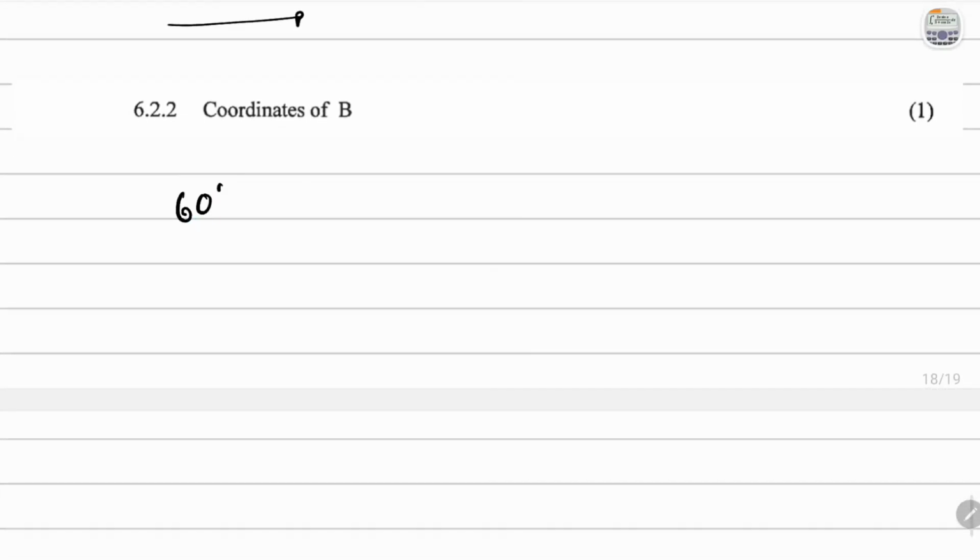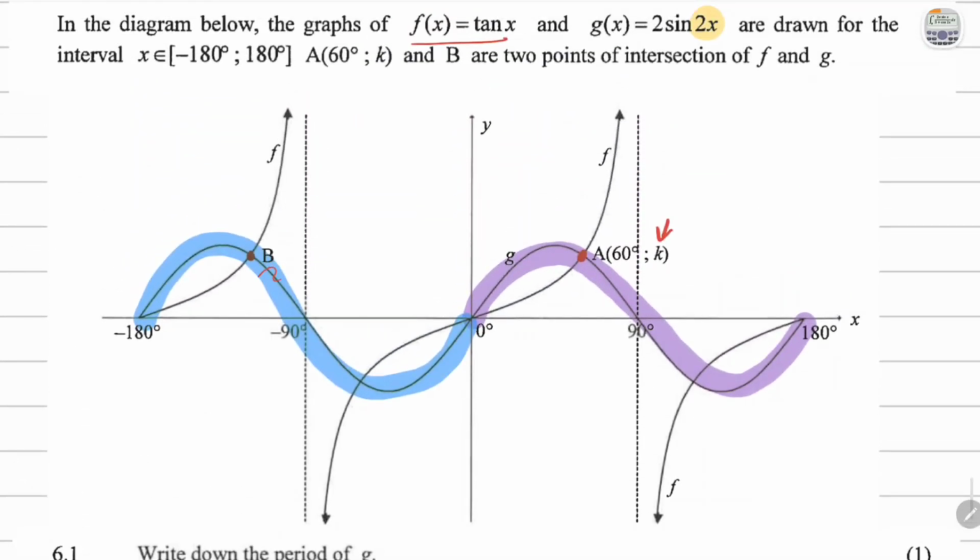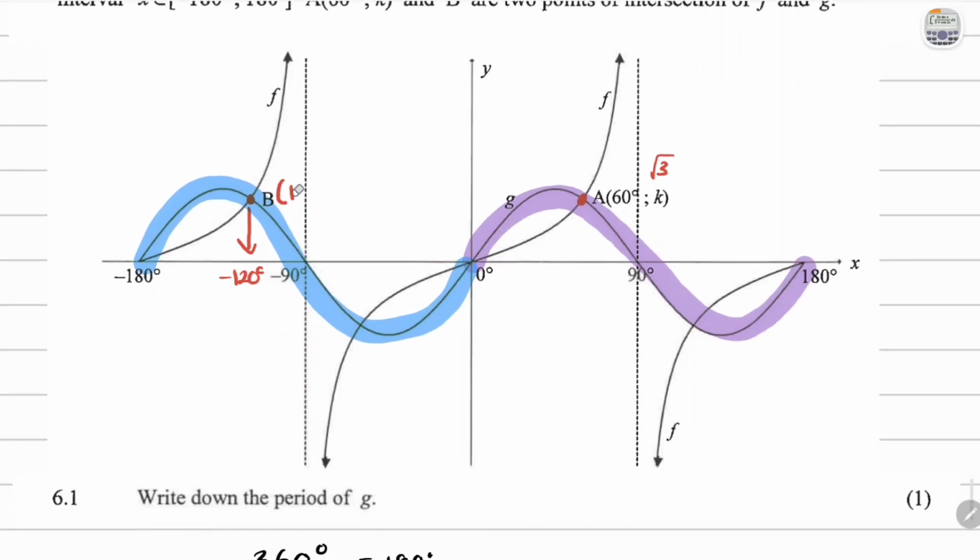What is 60 degrees minus 180 degrees? That is negative 120 degrees. So point B is at negative 120 degrees, and the K value was square root of 3. So that is our point: negative 120 degrees and square root of 3. And that makes perfect sense: negative 90, negative 120, and then negative 180. We know this is square root of 3 as well. So that is it for that question, and we move on to the next question.